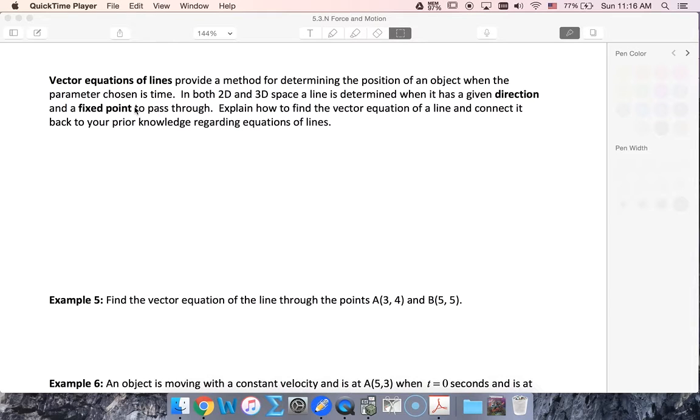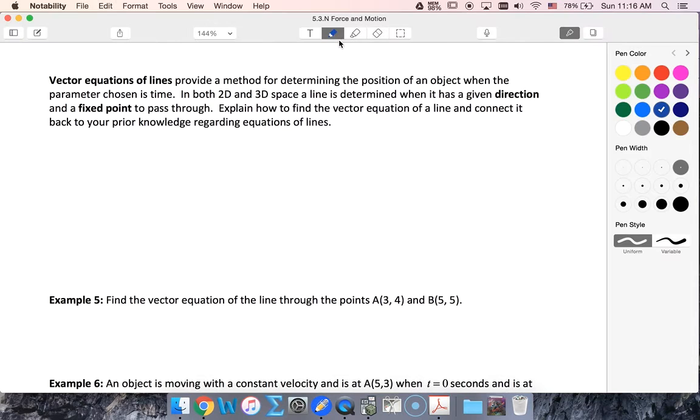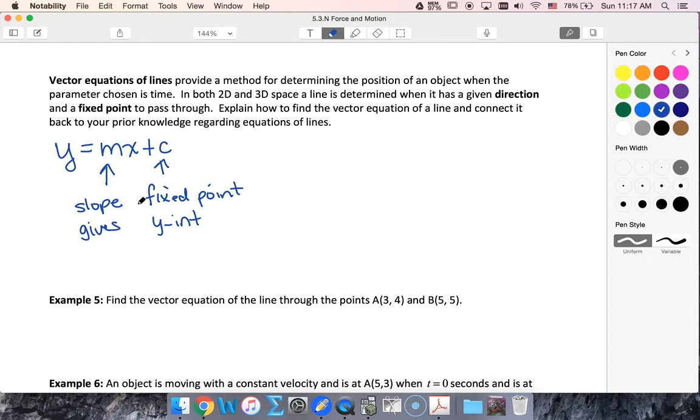When we think about displacement or velocity or speed, it's handy to know a starting point and where we're going. If we think about this, this is how we have normally discussed lines in the past. Your most basic line, y equals mx plus c, well, we've got c being a point that we know, a fixed point. Normally we call that point the y-intercept. And then our slope gives us our direction. It tells us which way to go from this fixed point.